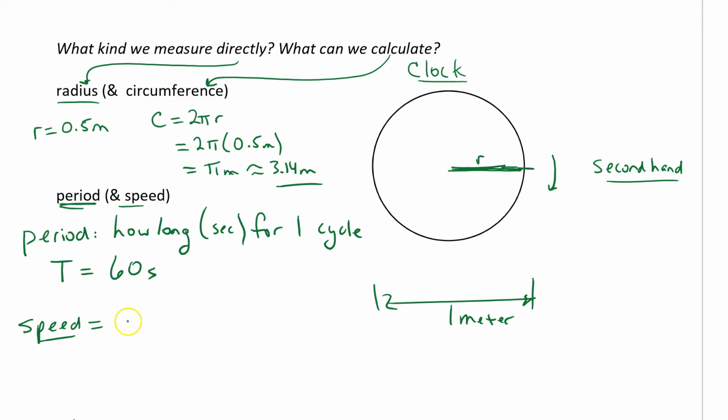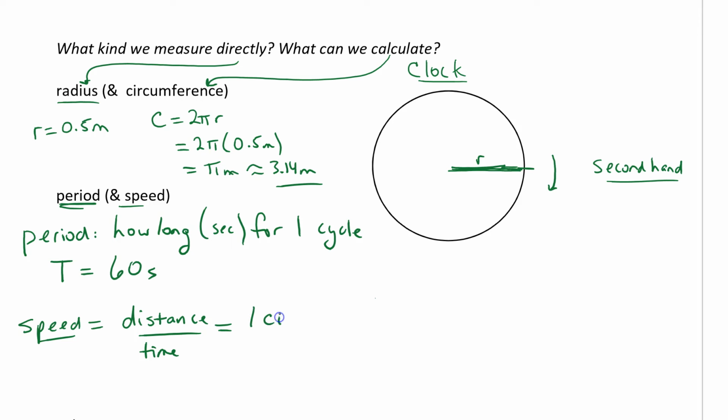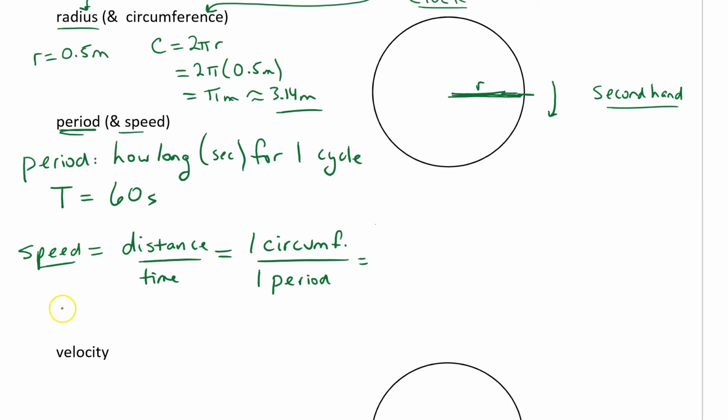Speed is distance, how far something goes, divided by how long it took in time to do this. So if we consider one revolution, then the distance that it goes will be one circumference. And how long will it take? That would be one period. So in other words, if you want a general formula for this, we would say the speed, and I'm going to use the letter V right now, even though it's speed, is going to be equal to 2 pi r divided by the period T.